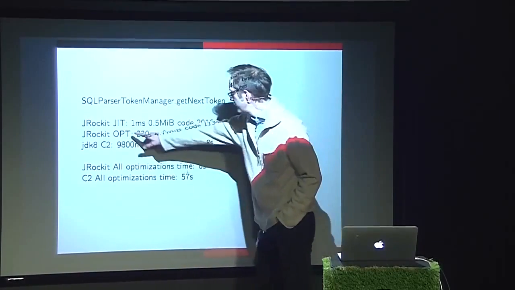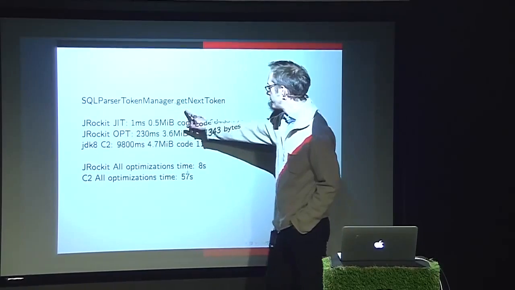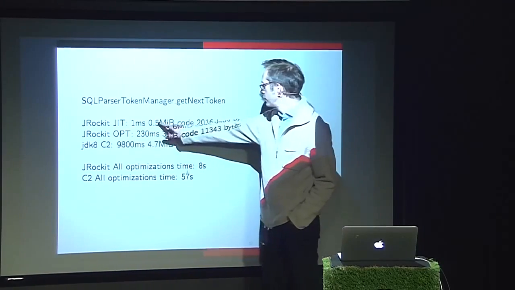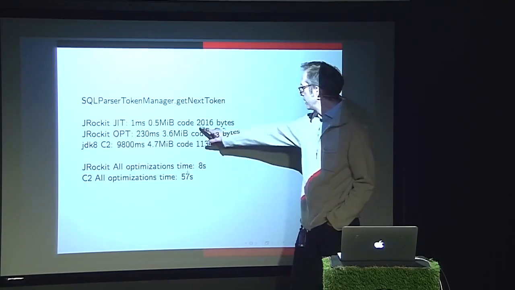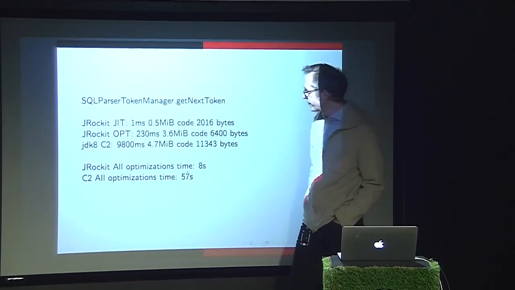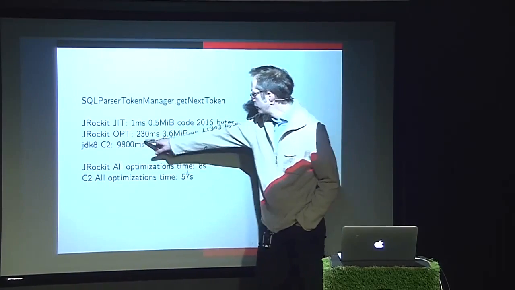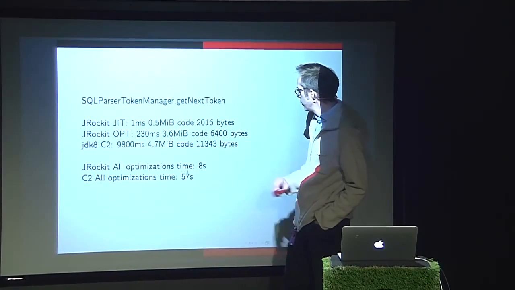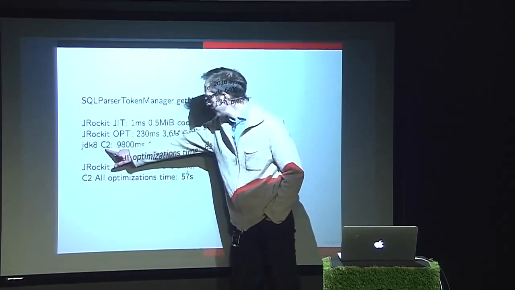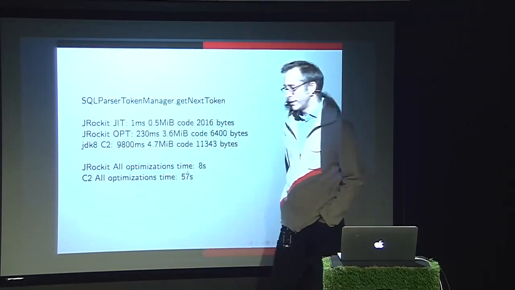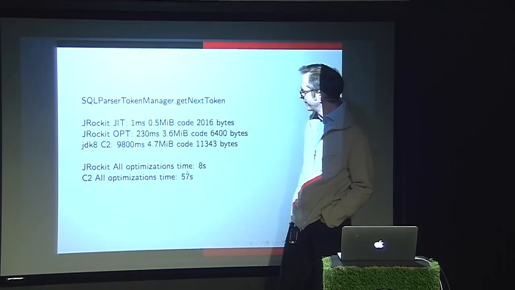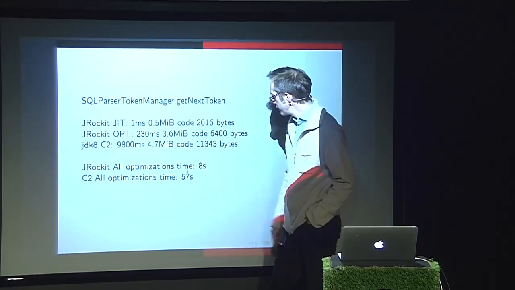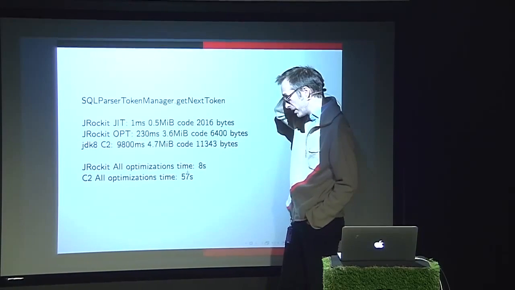And we can see that the JRockit JIT compiled this into machine code in 1 millisecond. It took 500 kilobytes of RAM to do it, and the generated code was 2 kilobytes. JRockit opt took 230 milliseconds to compile it, and the result was 6 kilobytes. JDK C2 took almost 10,000 milliseconds. I'm not quite sure about this number, but around that level, and the generated machine code was 11 kilobytes.